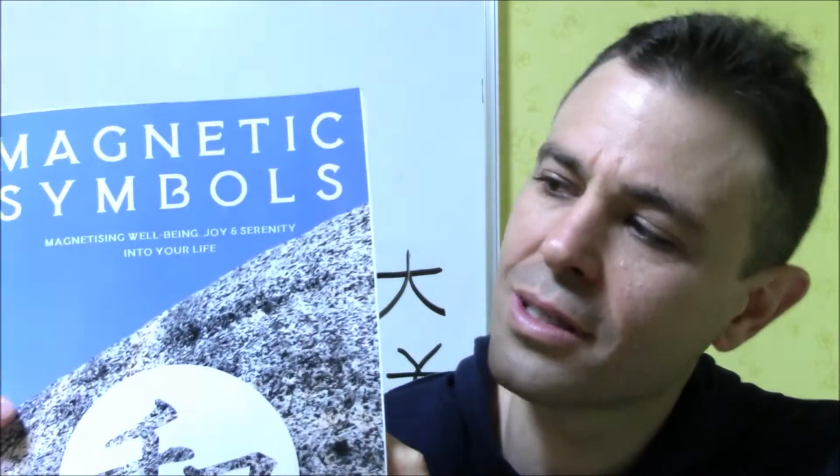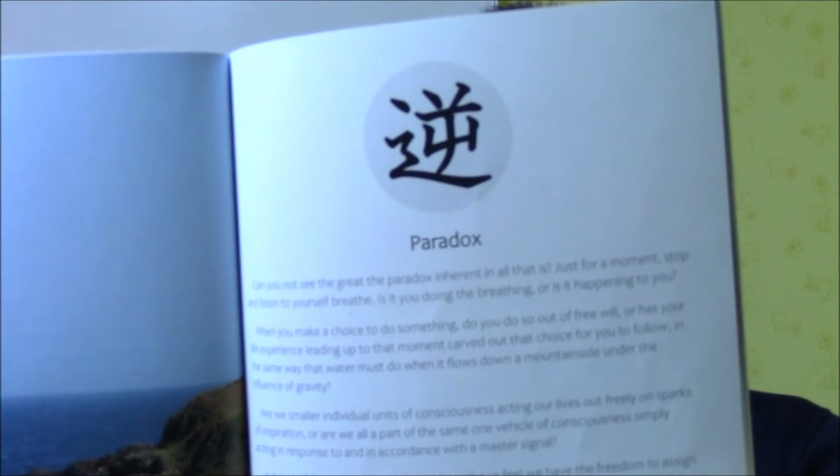Now I'm going to read from our Magnetic Symbols book. Let's look at paradox. Paradox. Can you not see the great paradox inherent in all that is? Just for a moment, stop and listen to yourself breathe. Is it you doing the breathing, or is it happening to you?